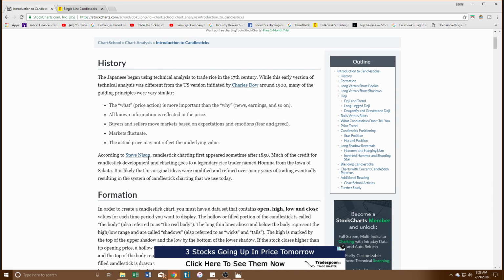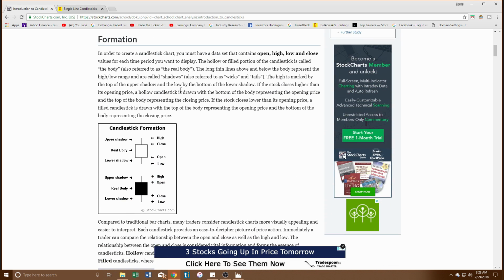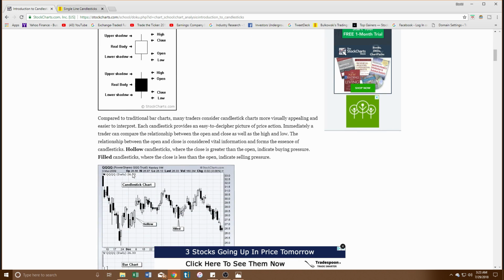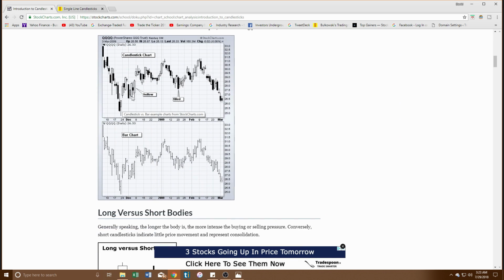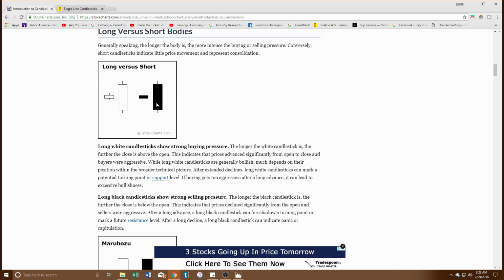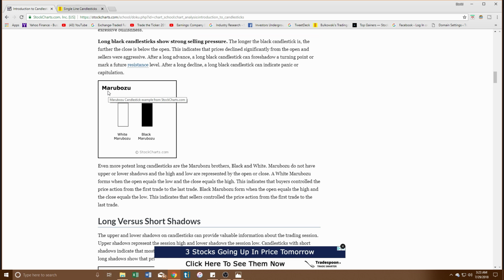Now this is a little history of it. The formation right here, it'll be displayed. We went over that already. And a couple examples right here comparing the bar chart to the candlestick chart. And this is just a basic candle right here. You have a big candle or a little short candle.